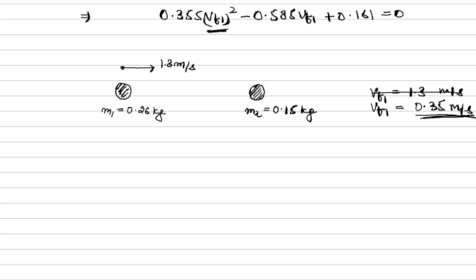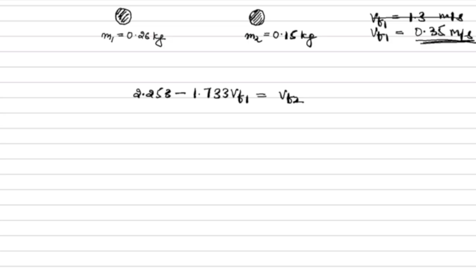Now using this formula which we have already calculated, we can calculate vf2. We just need to put the found out value of vf1 here. So let's do that. So it will be 2.253 minus 1.733 into 0.35. That will be vf2. Let me use my calculator.